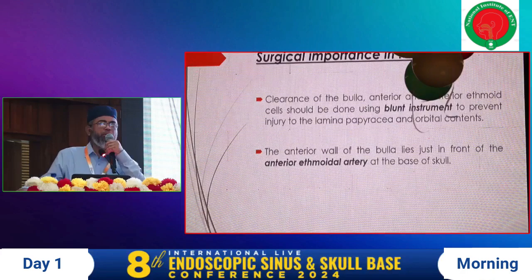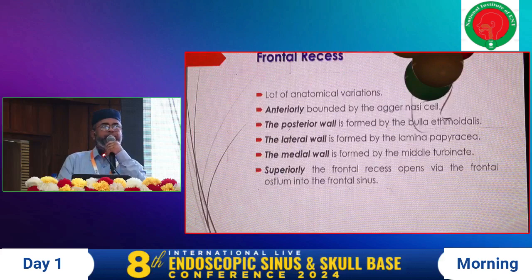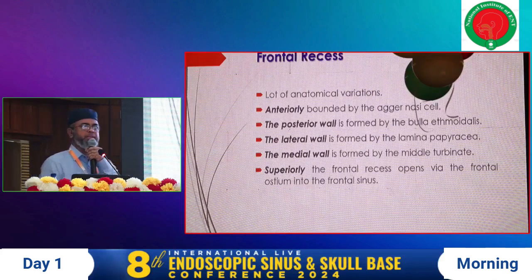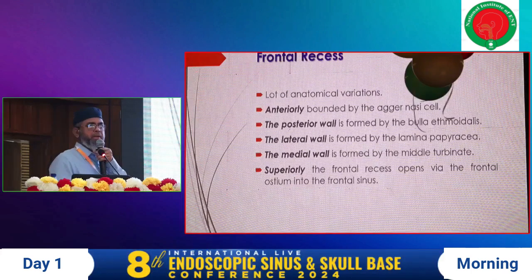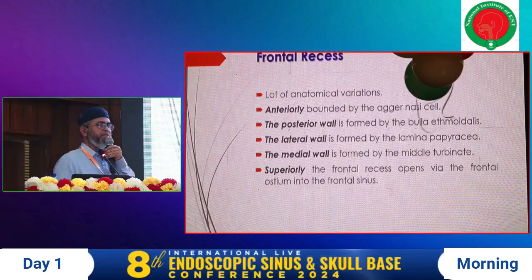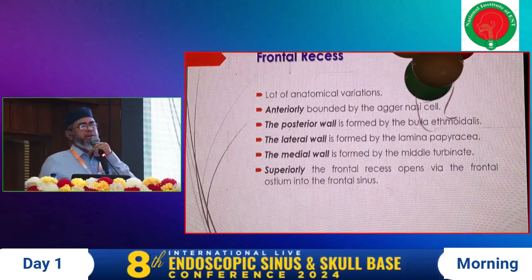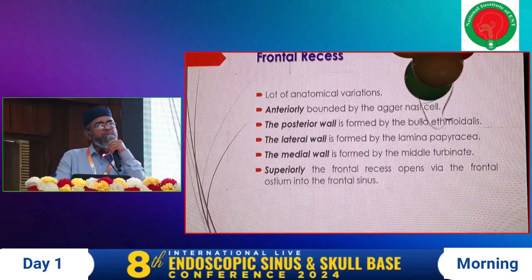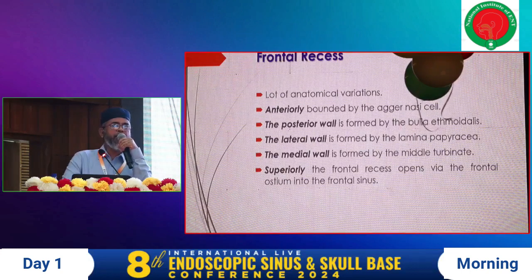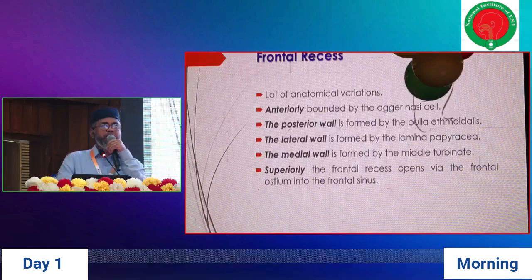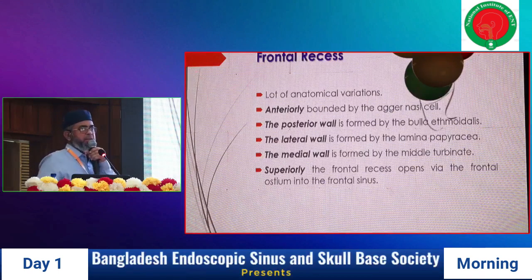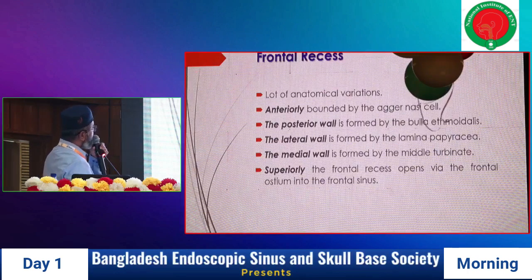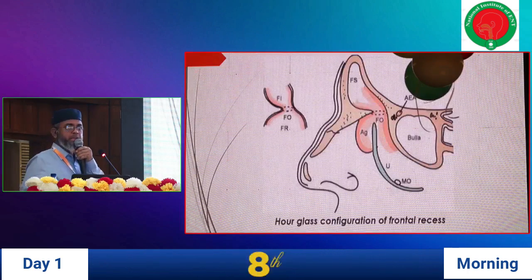The anterior wall of the bulla lies just in front of the anterior ethmoidal artery at the base of the skull. Now, frontal recess. The frontal recess has a variety of anatomical variations. Anteriorly it is bounded by the Agger nasi cell, posteriorly by the bulla ethmoidalis. The lateral wall is formed by the lamina papyracea, the medial wall by the middle turbinate. And superiorly, the frontal recess opens via the frontal ostium into the sinus.